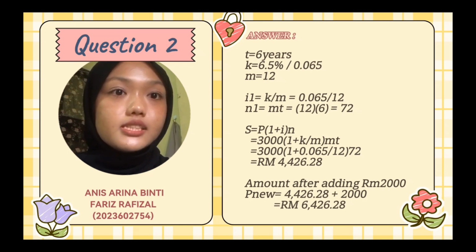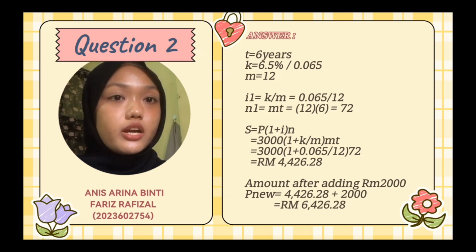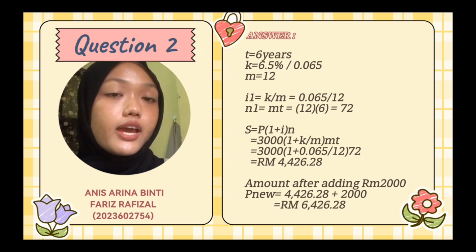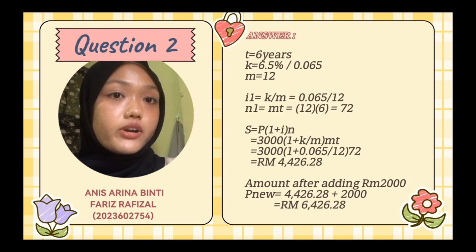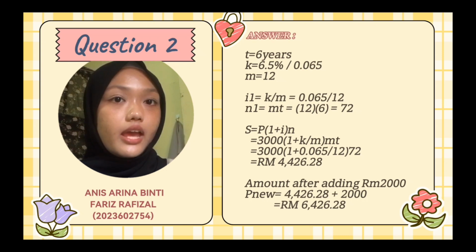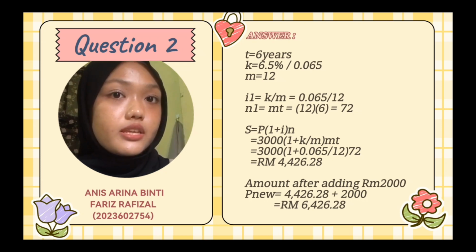Before that, we need to list out all the information given, which is: the time is 6 years. P refers to principal, which is 3,000. k is 6.5% or 0.065 and compounded monthly, which means m is 12. Next, to find i, it is k over m, which is 0.065 over 12. And for n, m multiplied by t, which is 12 multiplied by 6 equals 72. Okay, the next step is we need to put the information into the formula.